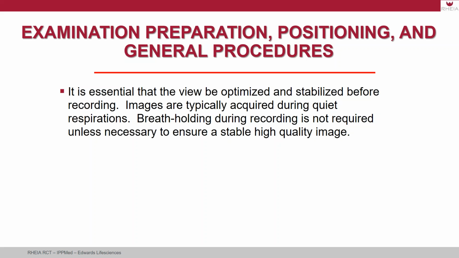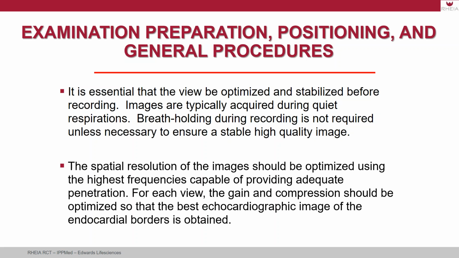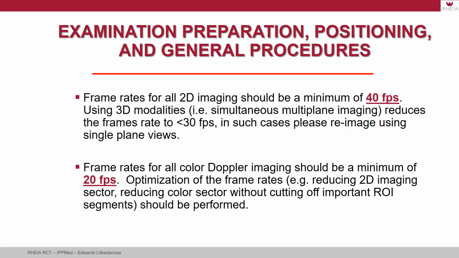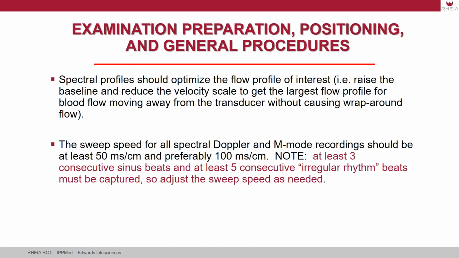Of course, this slide is more about the general recommendations. The image needs to be stabilized. You can use breath holding if necessary, and you need to optimize spatial resolution, etc. In terms of frame rates, the minimum frame rate for 2D imaging is 40 frames per second, and for color Doppler it is 20 frames per second. With the new generation of Doppler echo systems, there is no issue in getting this level of frame rates, and it's all resting echo, so you should not have difficulty achieving this goal.